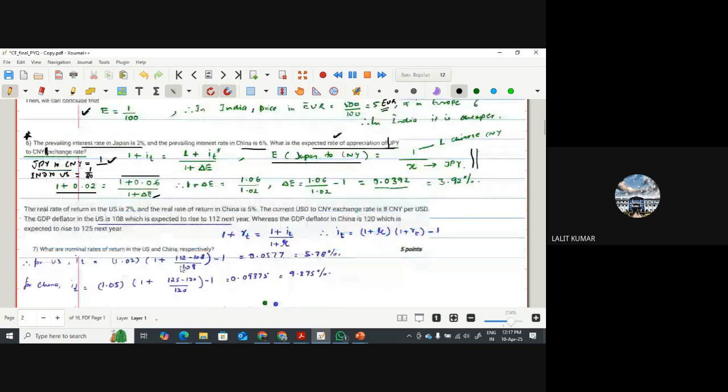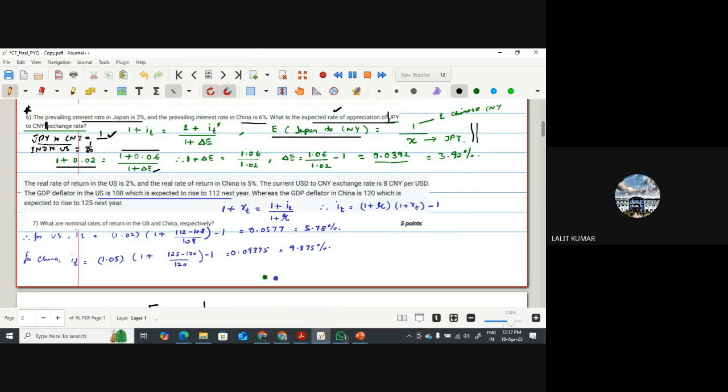Thank you. Okay, now we come to the next question. The real rate of return in US is 2%, in China is 5%. The current USD to Chinese exchange rate is 8 Chinese per USD. The GDP deflator in US is 108, expected to rise to 112 next year. GDP deflator in China is 120, which is expected to rise to 125 next year. So first they have asked what are the nominal rates of return in US and China respectively. So nominal rate, we know the formula that 1 plus RT is equal to 1 plus IT divided by 1 plus pi. This is from week 5 to week 6.